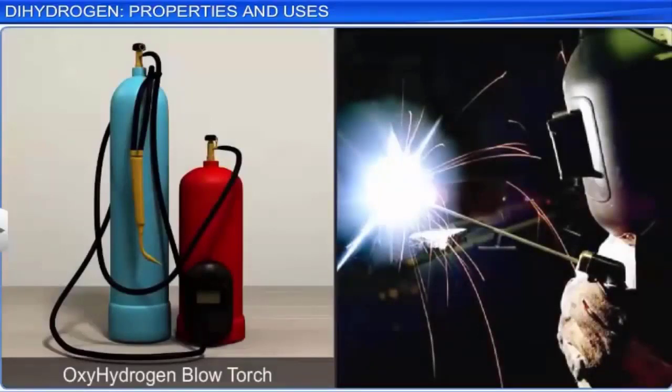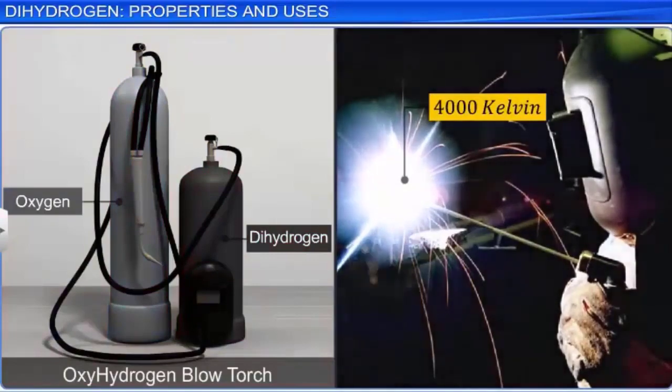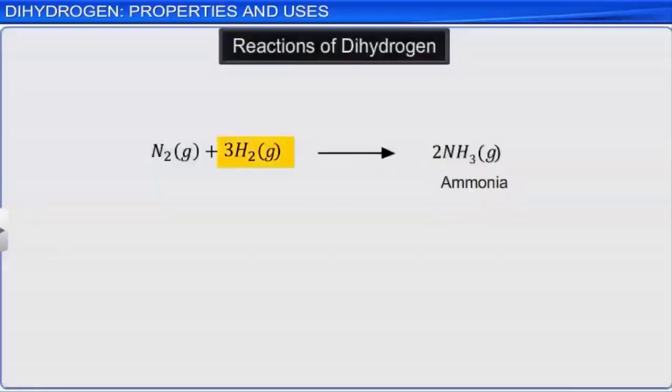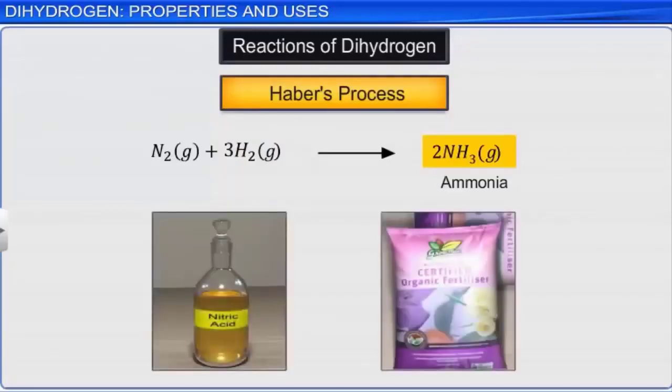An oxyhydrogen blowtorch that is used for cutting and welding purposes uses dihydrogen and pure oxygen. The reaction produces temperatures of up to 4000 Kelvin. Dihydrogen is also used in the synthesis of ammonia by Haber's process to manufacture nitric acid and nitrogenous fertilizers.